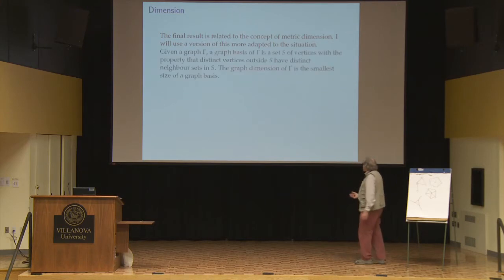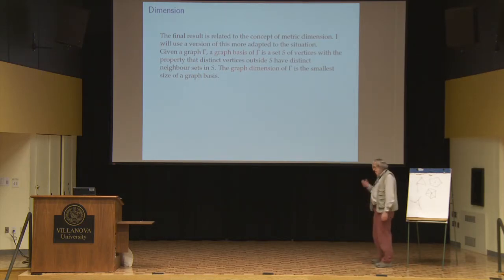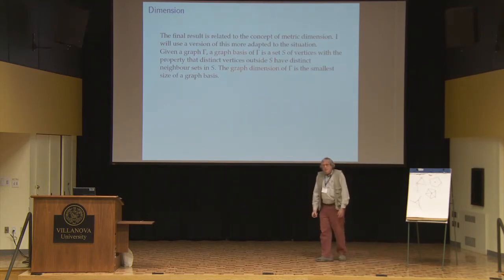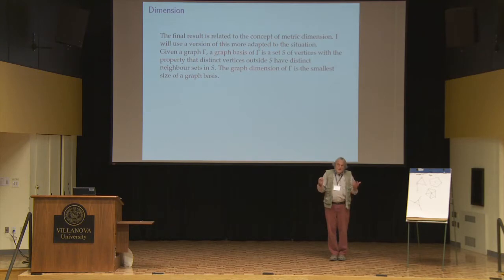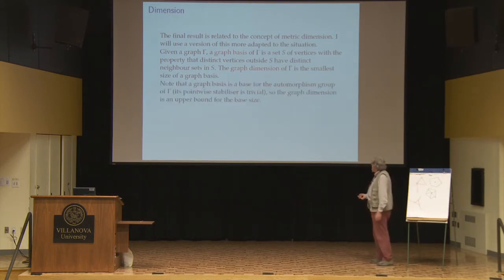Everyone happy with that? Right, so I will say a graph basis for a graph is a set of vertices S with the property that distinct vertices outside S have distinct neighbor sets in S. So if I know this set of vertices, two points outside cannot have the same neighbors within S, so they're uniquely identified by their neighborhoods within the set S. So I'll call that the graph dimension. And if the graph has diameter 2, so the only distances are 1 and 2, this is exactly the same as metric dimension, because distance 1 means joined and distance 2 means not joined. So there is a relation between this and metric dimension.